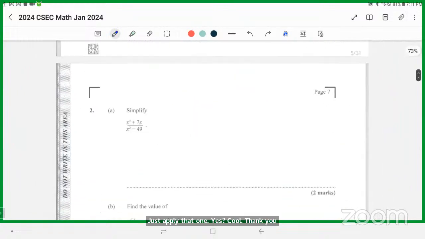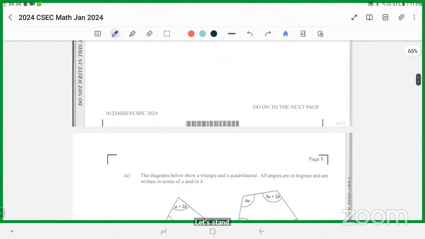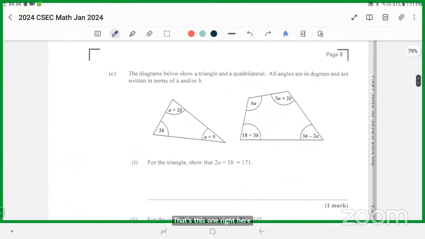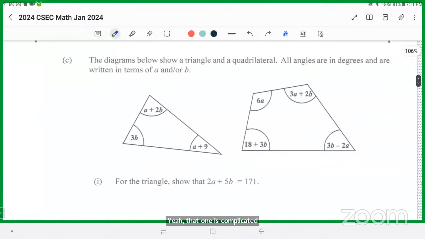Question 2C on this paper. Let's exhaust this paper and then the next paper going on through is 2022. That's this one right here? Yeah, that one was complicated. All right, let's go. Somebody wants this one as well.